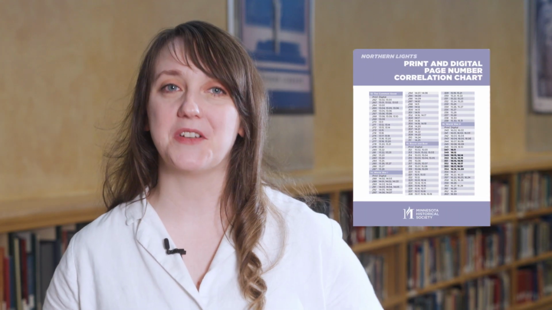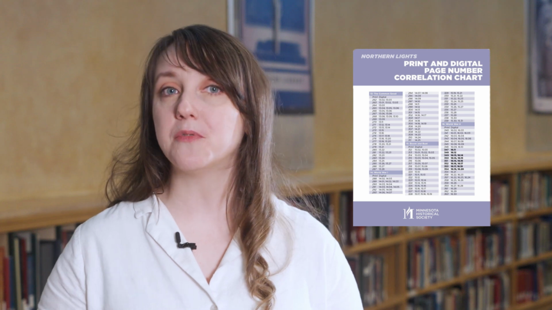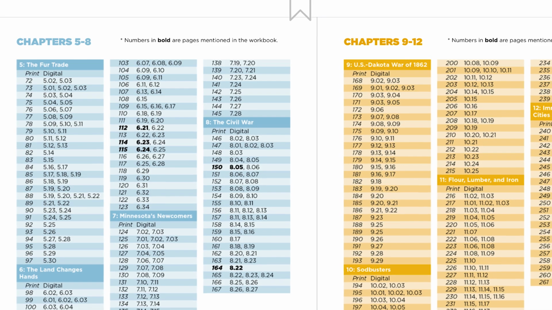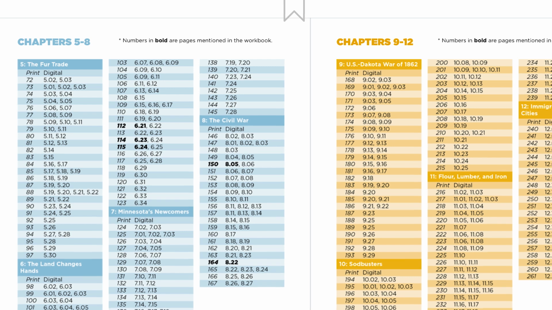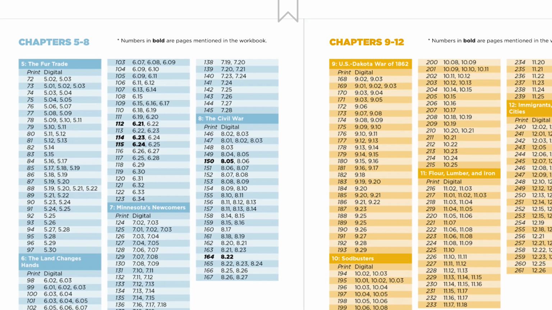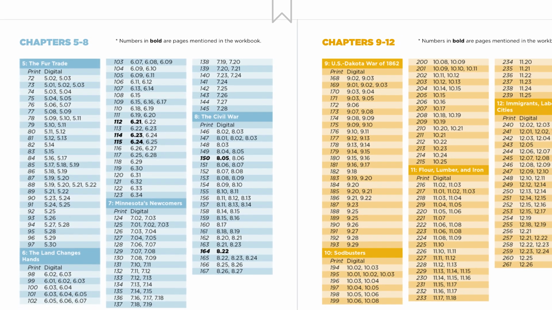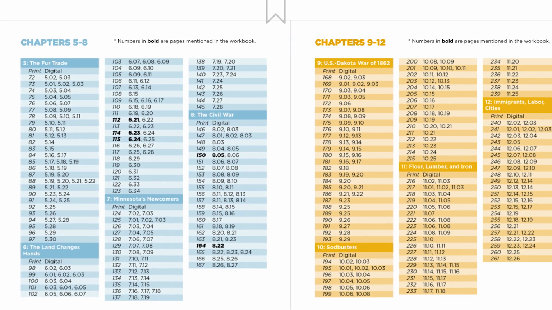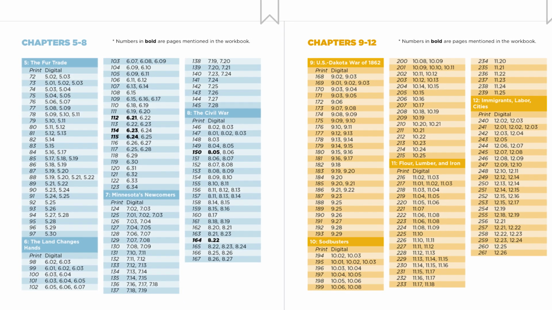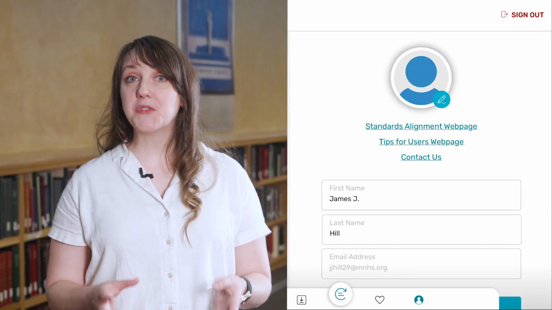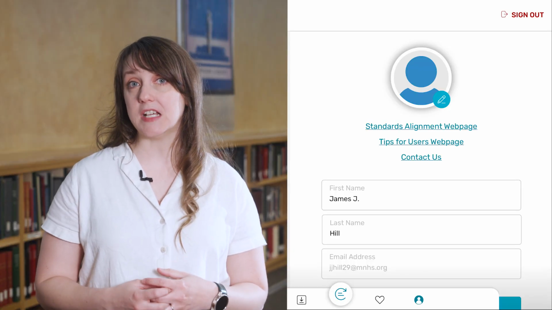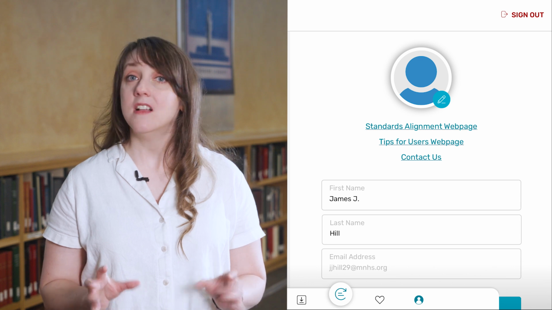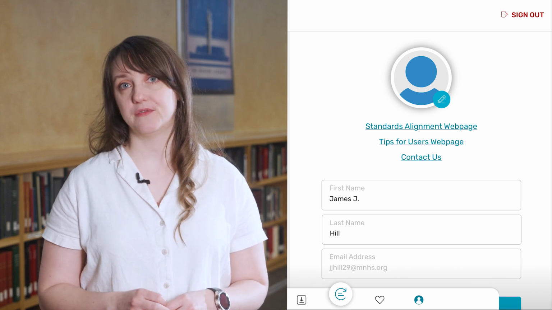Heading back to the main homepage, let's check out some of the additional resources available to ebook users. Here is a chart that correlates the page numbers in the interactive ebook to page numbers in the print edition of Northern Lights. Page numbers are different between the print and digital because of slight differences in design and layout, and due to the additional content in the interactive ebook. This chart makes going between the print book and the ebook much easier. The Tips for Users webpage shares additional helpful details, and you can use the Contact Us button to send questions or share issues.